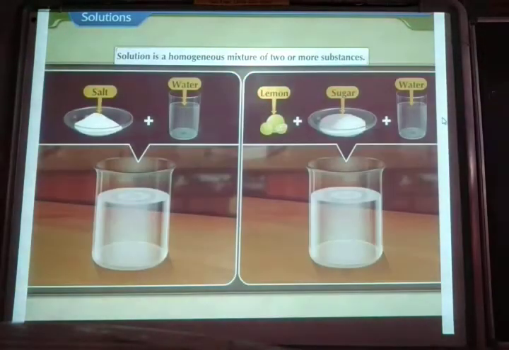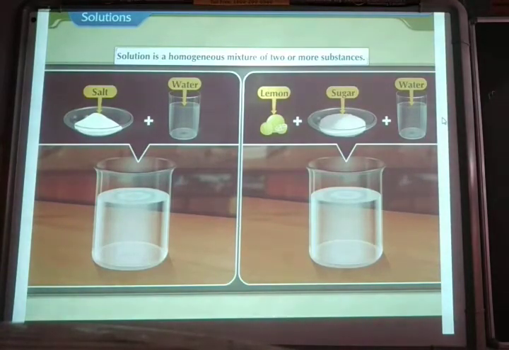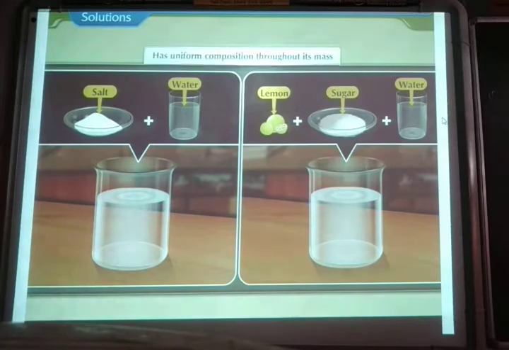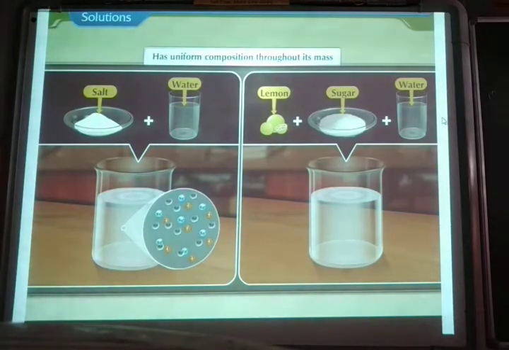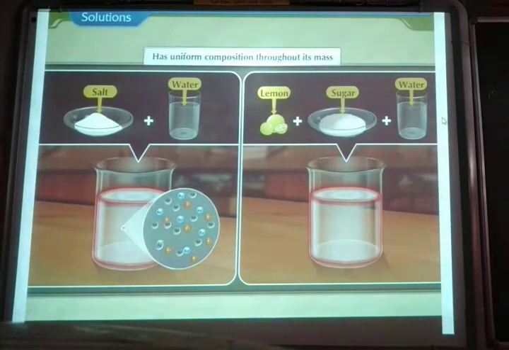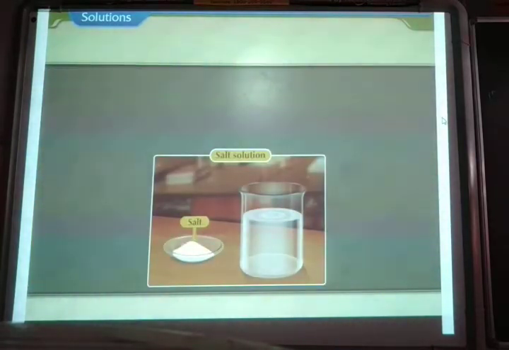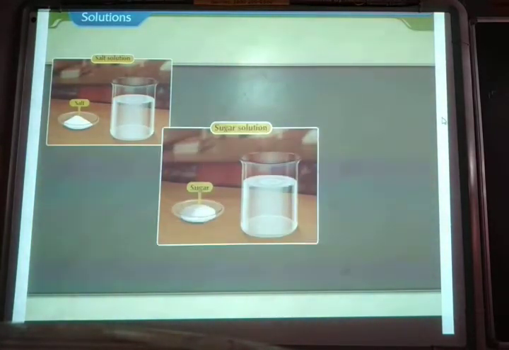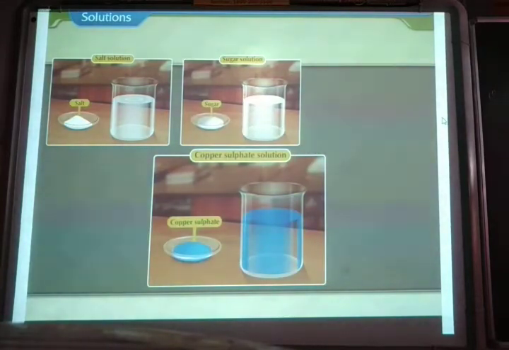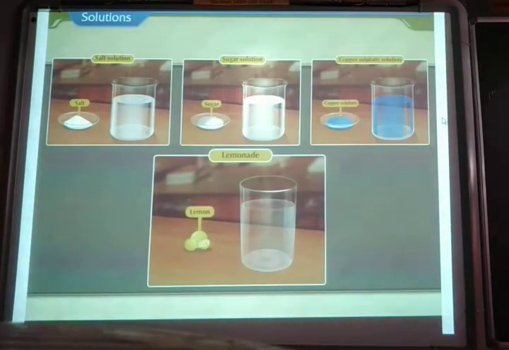Solutions. A solution is a homogeneous mixture of 2 or more substances. Such a mixture has uniform composition throughout its mass. A salt solution, sugar solution, copper sulfate solution, lemonade, a sweetened drink made from lemon juice or lemon flavor, are examples of solutions.